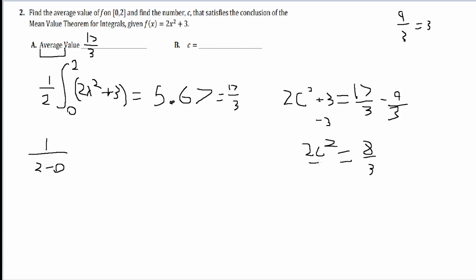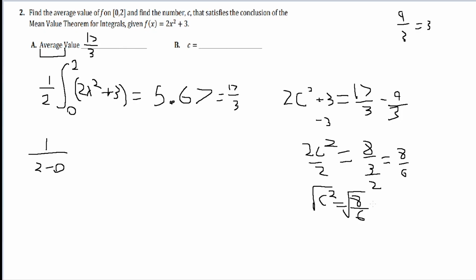Now what we do is we divide by 2. Very easy. It's very nice. Now when you divide a fraction by 2, all you do is multiply your denominator by the value that you've divided it by. So 8 divided by 3 divided by 2 just becomes 8 divided by 6. And then we have c squared equals 8 over 6. Then you have to square root the values in order to get c.